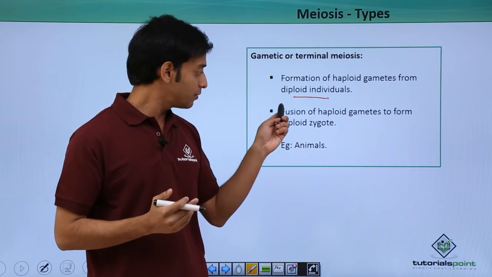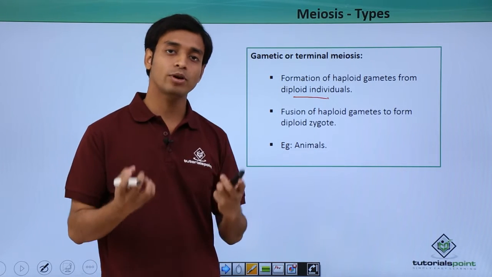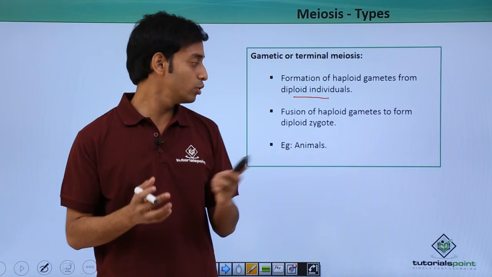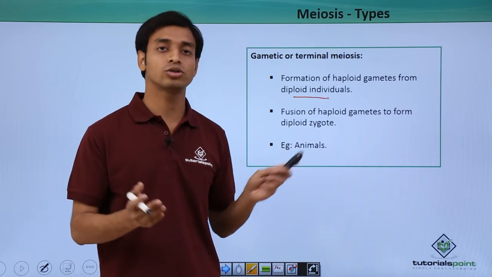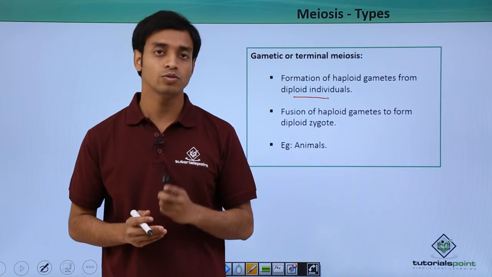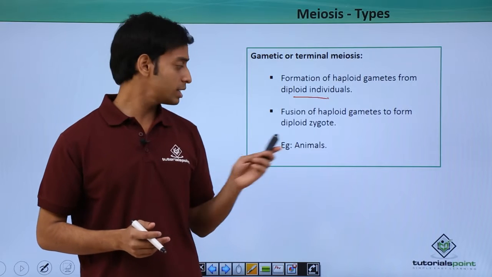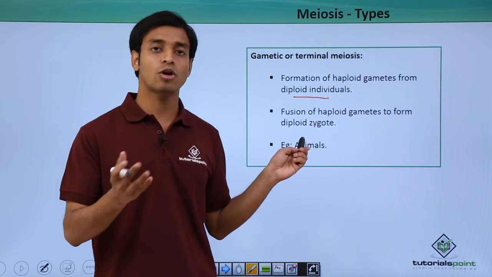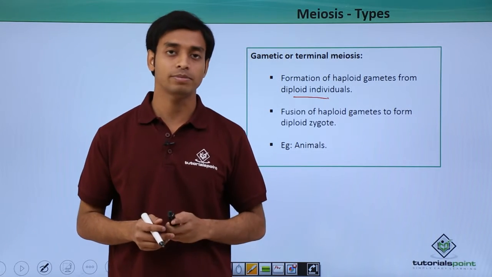Then what happens? The fusion of haploid gametes. So these haploid gametes which have been formed now fuse to form the diploid zygotes. So this is the normal type of meiosis which we are aware of. This type of meiosis happens in normal animals.